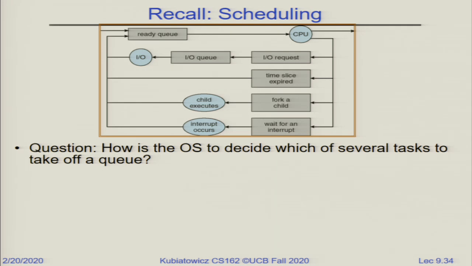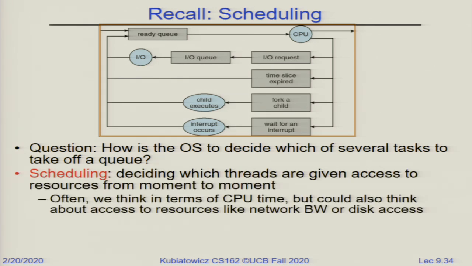Which one? Okay, now, obviously you could say, well, FIFO, we'll take the first one. Okay? And then the second one and the third one. Well, that turns out to not be a great idea. Okay? We'll tell you why in a moment. But scheduling is basically deciding which threads are given access to resources from moment to moment.